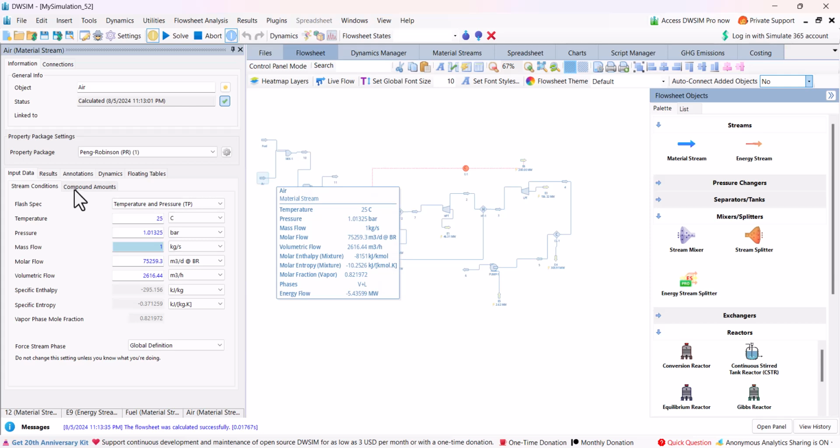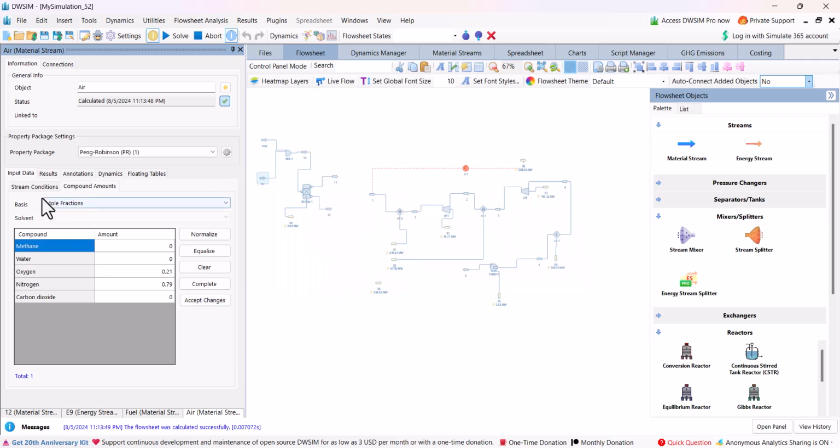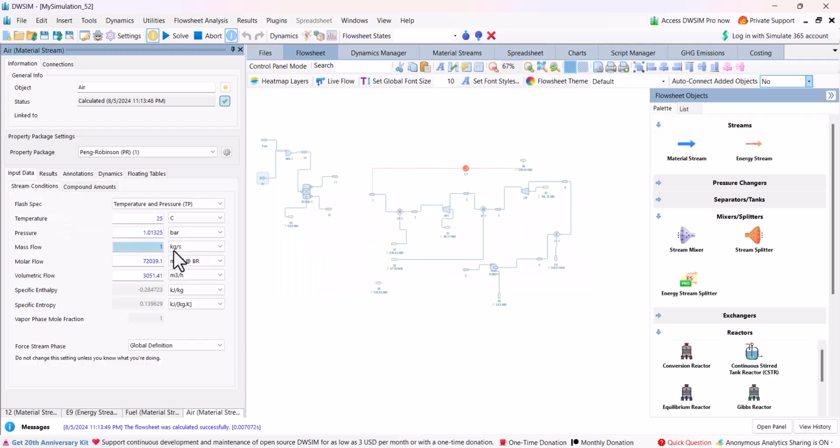With air, just assume the simplest form of air with 21 mole % oxygen and 79 mole % nitrogen, accept changes. Air will also be at 25 degrees Celsius and 1 bar. Let's assume a mass flow rate of 5 kg per second.